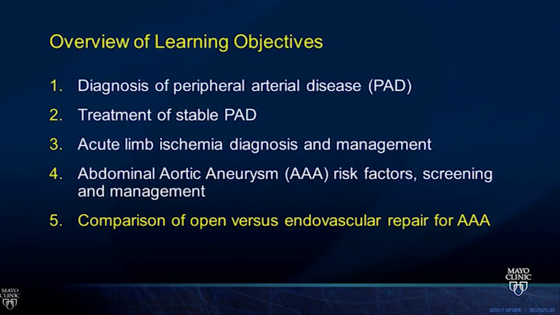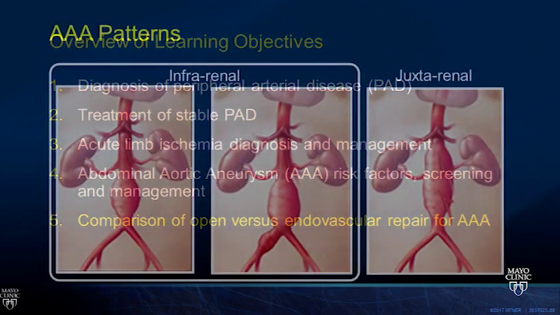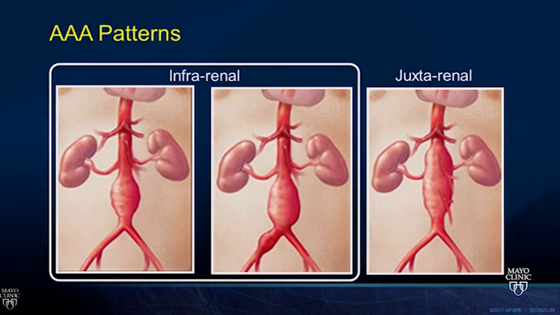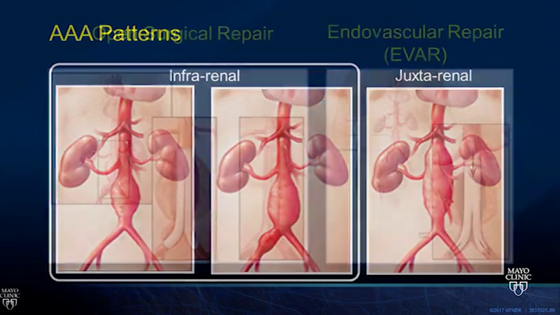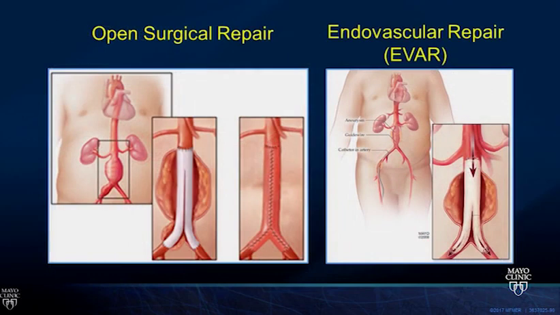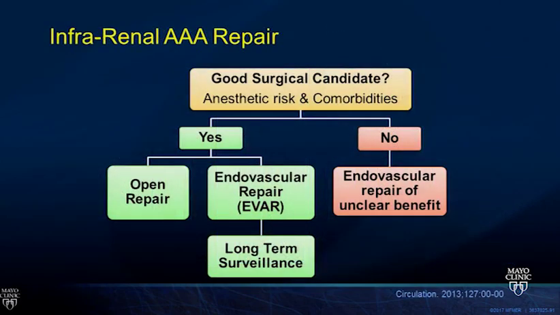So in the last couple minutes, just briefly comparing the open versus endovascular repair for AAA. We're going to be talking about the treatment of infrarenal AAAs. Once you start to get around the kidneys, the juxtarenal, there are fewer options in terms of the endovascular approach. So if we look at open surgical versus endovascular repair with a covered stent graft that goes into the aorta, one leg of the stent graft goes down one iliac artery and the other leg goes down the other iliac artery. Let's look at how we tell who is a better candidate for one versus another.